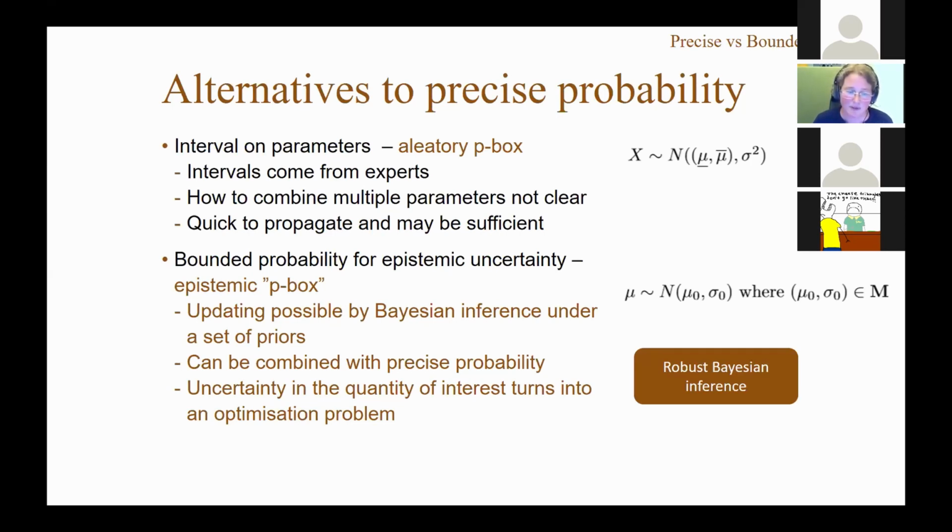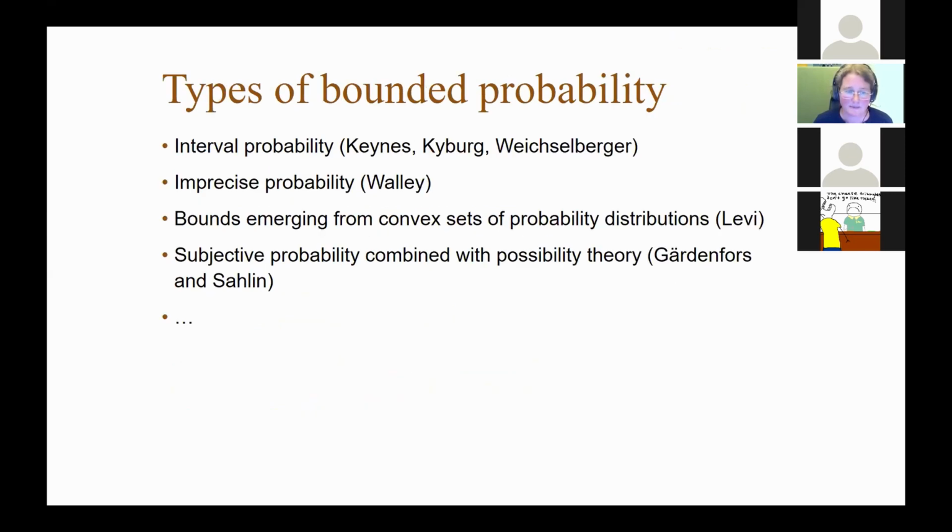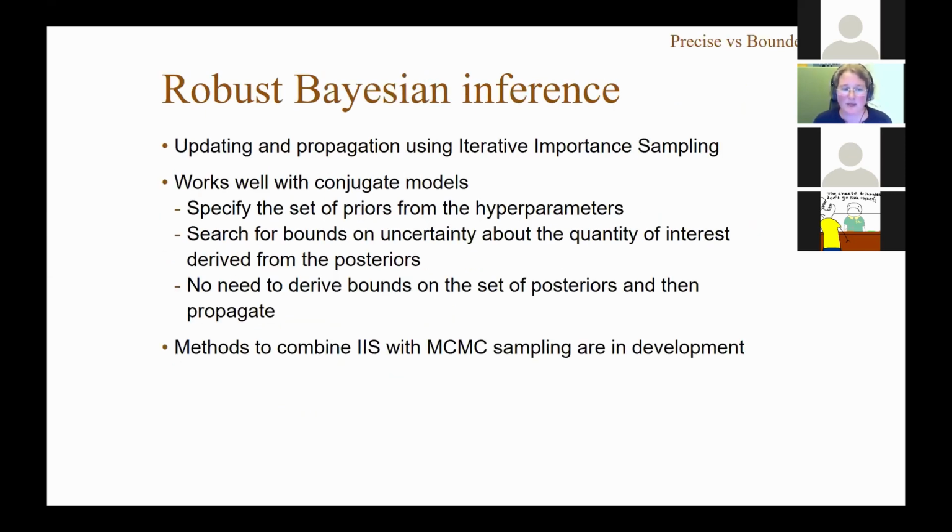So if we look at this as a way to propagate uncertainty, we could update and propagate it through our model using iterative importance sampling, where we sample from the hyperparameters in the set, and then search for the bounds, and then go back and forth and try to find the choices of hyperparameters that would correspond to the bound on the quantity of interest. And this works very well when we have conjugate models. I know that there are plenty of projects working on how to do this when we have to rely on MCMC sampling.